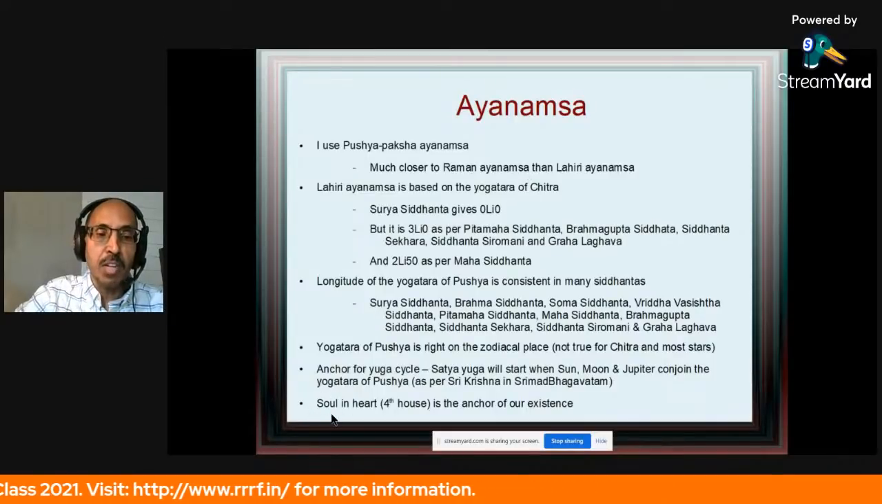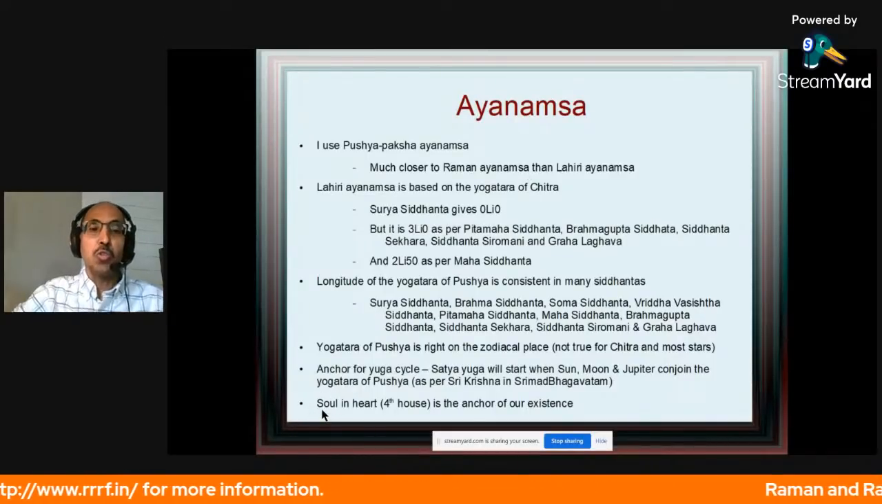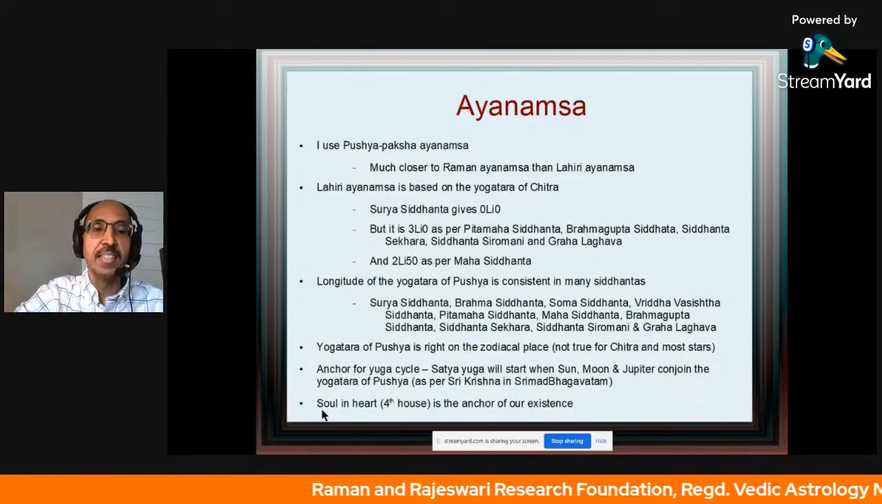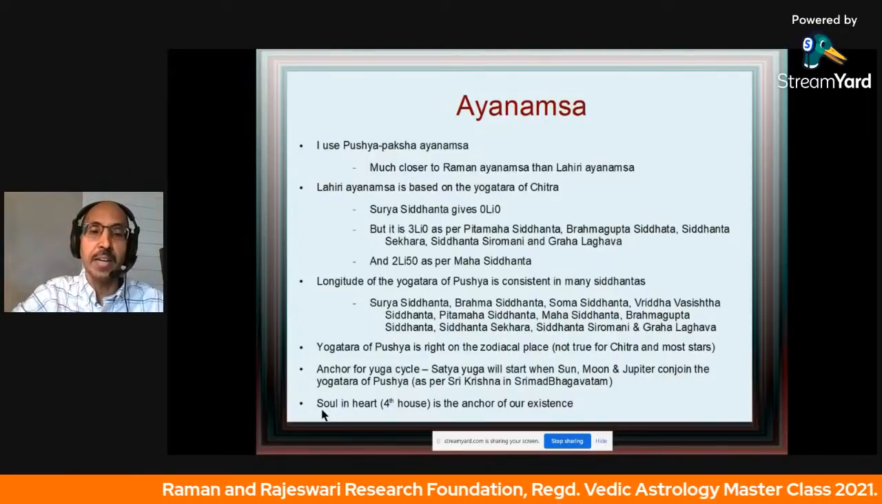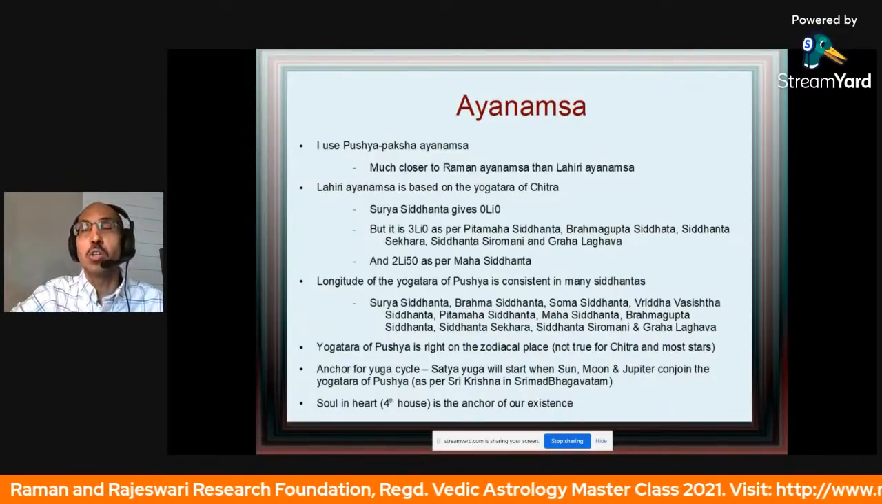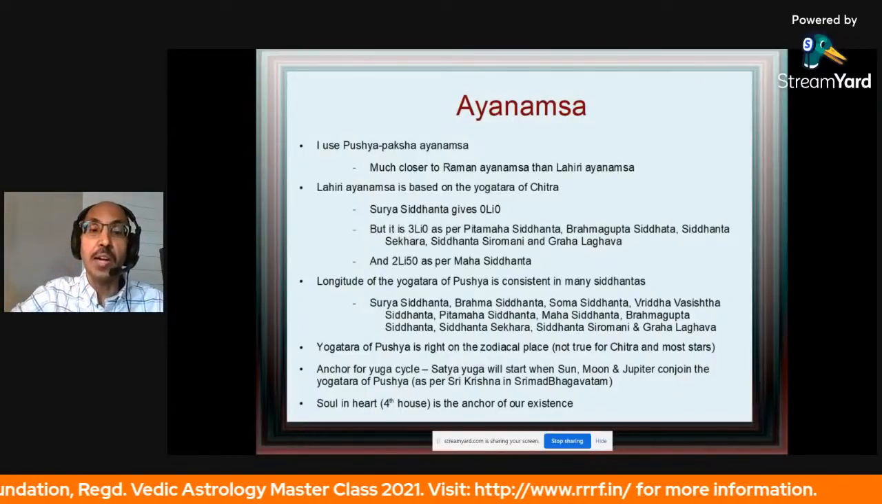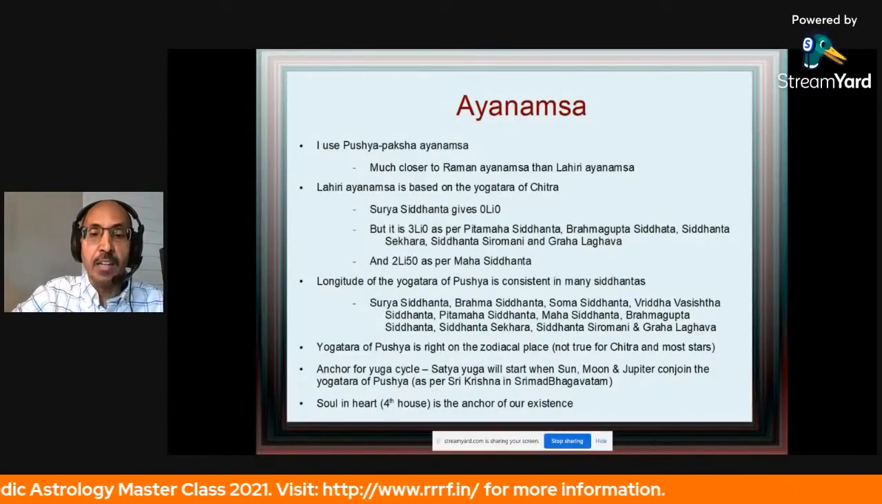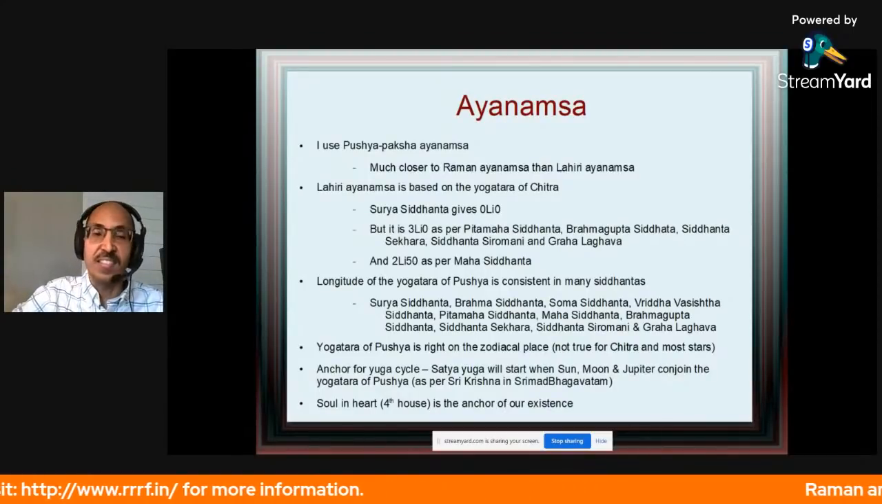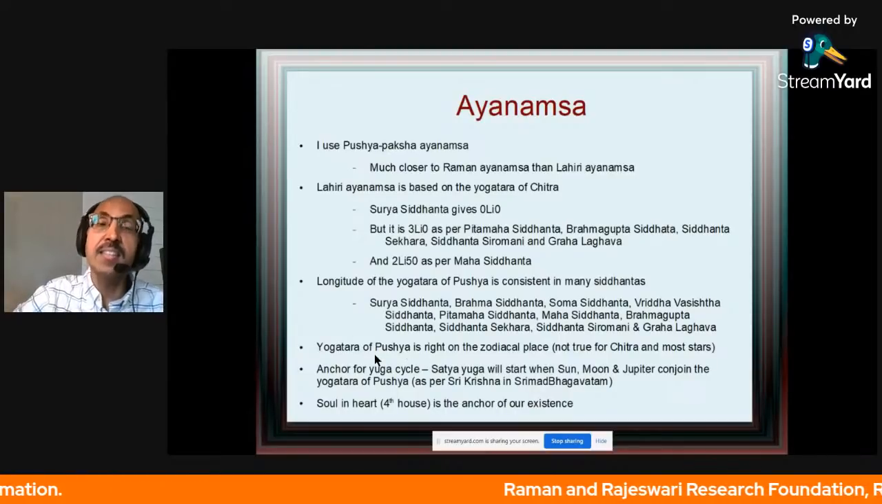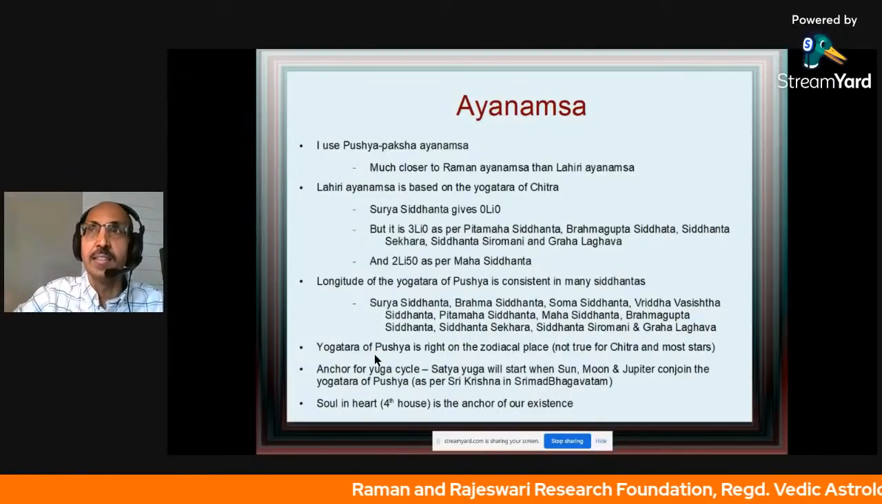And one more thing is, philosophically, esoterically, the soul that is in the heart is the anchor for our existence. It is basically guiding everything. It is the anchor. It is supporting the mind, supporting the body, everything. And the heart is in the 4th house, right? Similarly, for Kalapurusha, the heart of the Kalapurusha is in Cancer. So if there is an anchor for Kalapurusha, the best place for it to be is in Cancer. And Pushya nakshatra, which I take as the anchor, is in the Cancer sign. So that is the other reason.